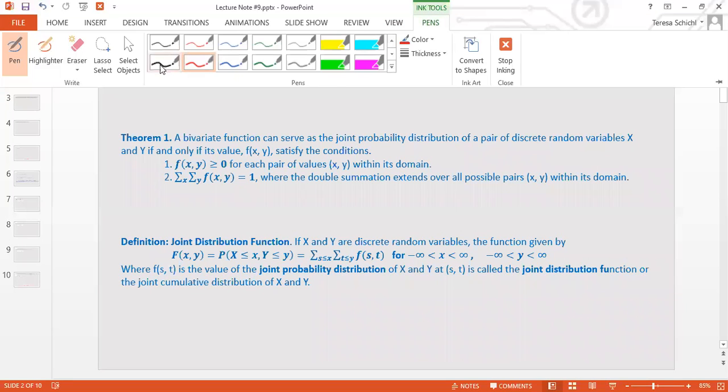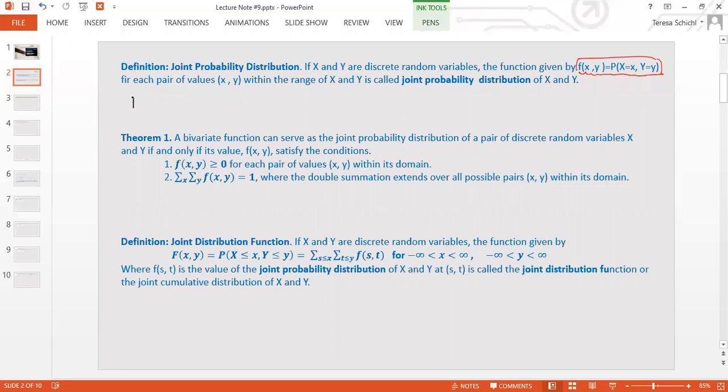Let's review. For one random variable, we talk about the tabular form. We say this is x, this is f of x. So x could be some values, and then this is the probability. The probability could be some different values here. So this is for one random variable.